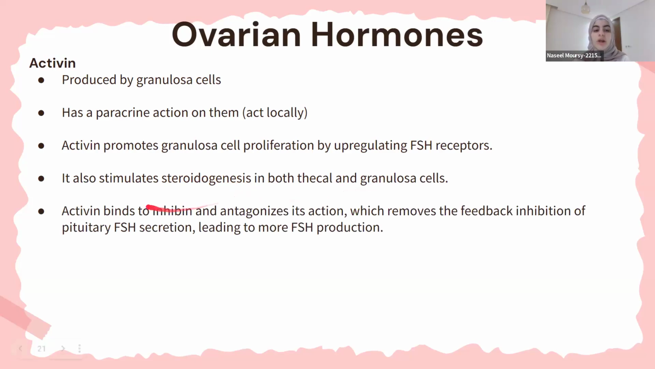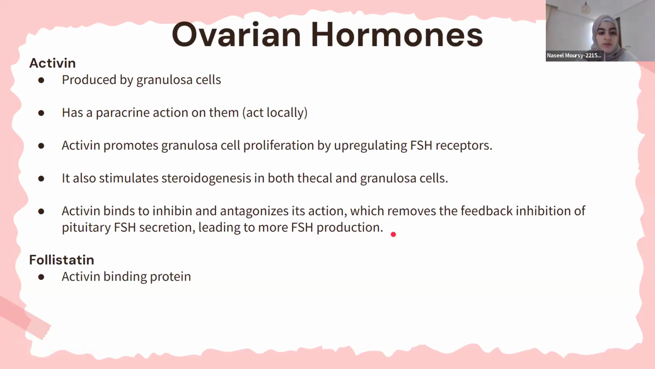And finally, it binds to inhibin. So when activin binds to inhibin, it inhibits the function of inhibin. Okay, and so inhibin cannot decrease the pituitary function. All right, so activin binds to inhibin and antagonizes its action, which removes the feedback inhibition of pituitary FSH secretion, leading to more FSH production.